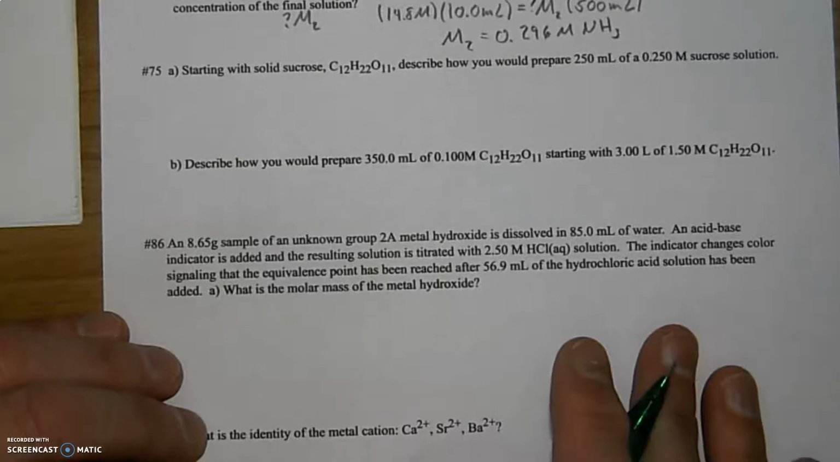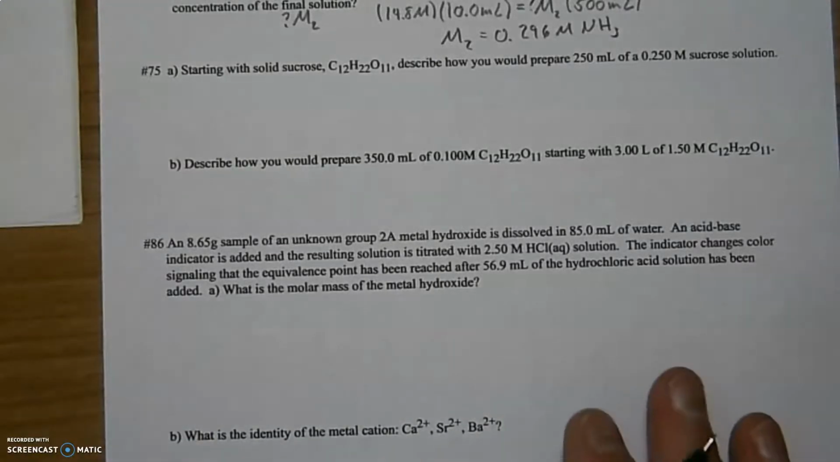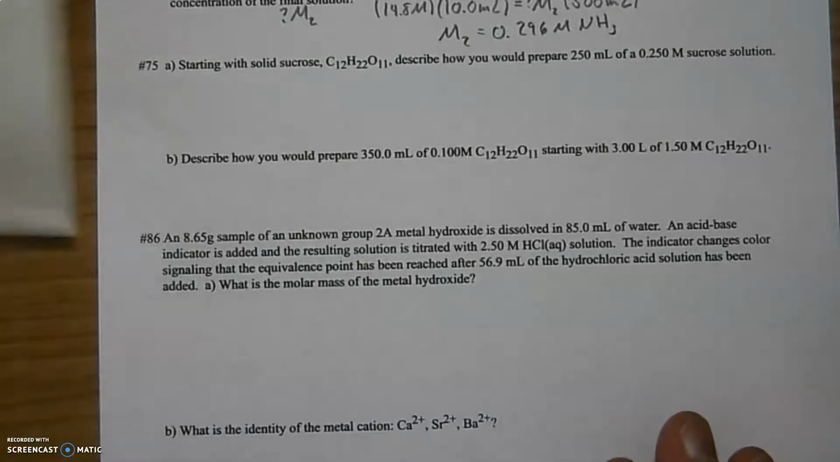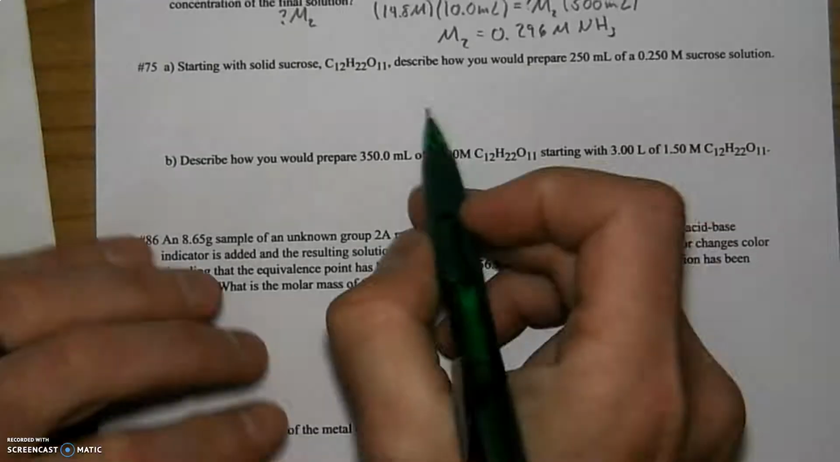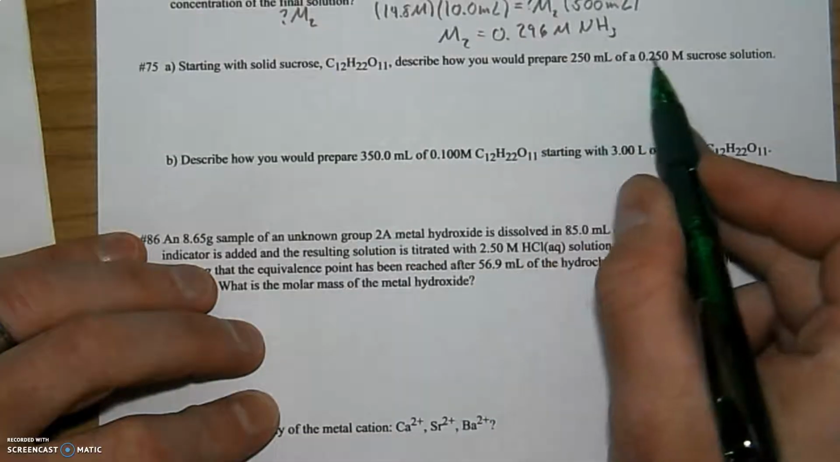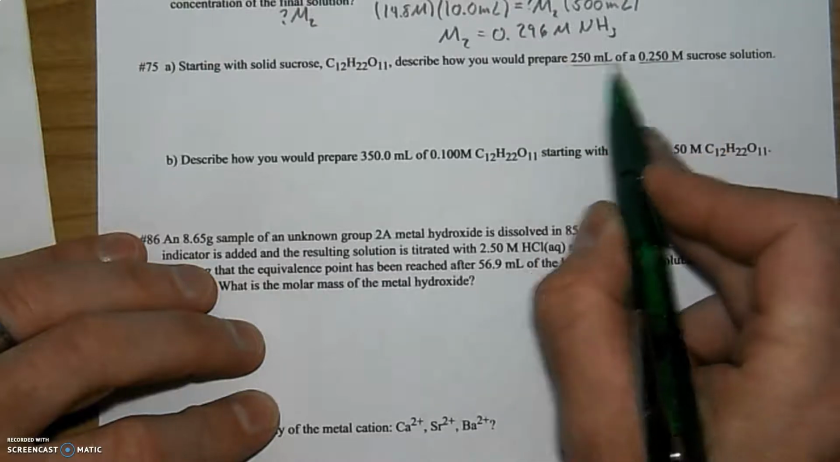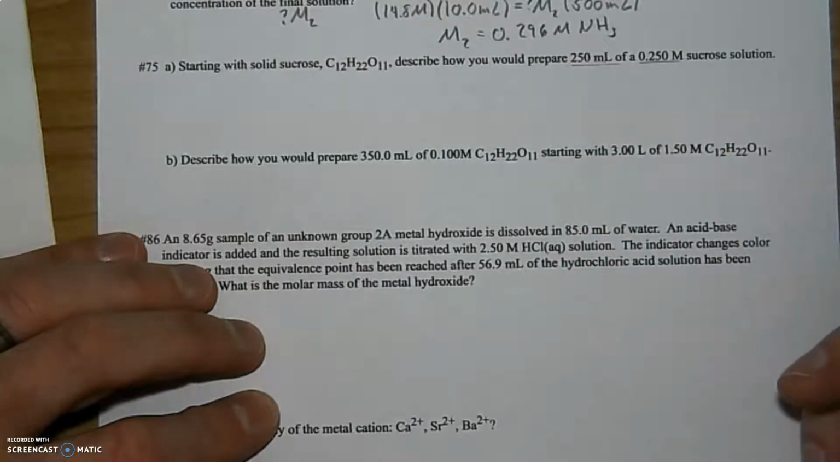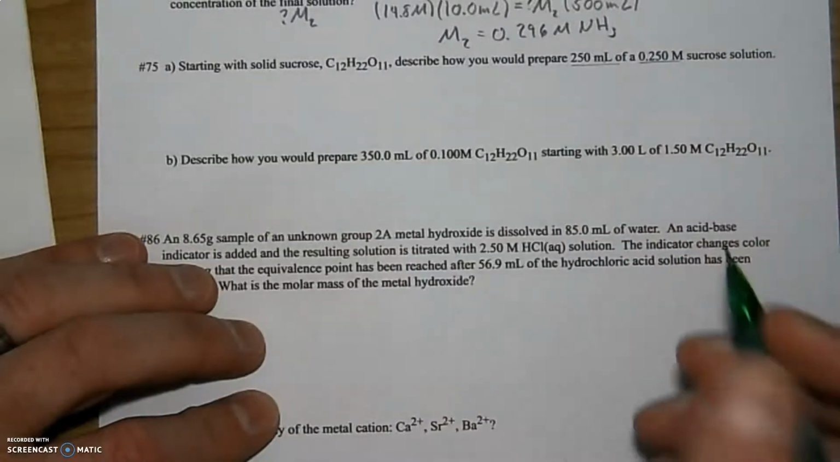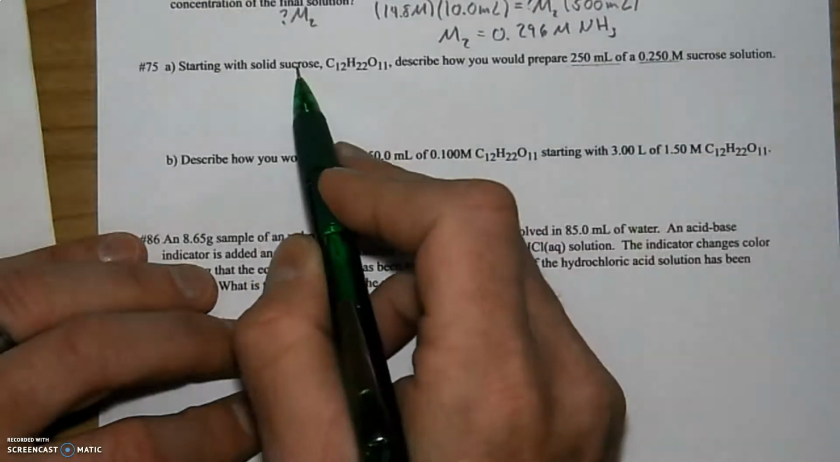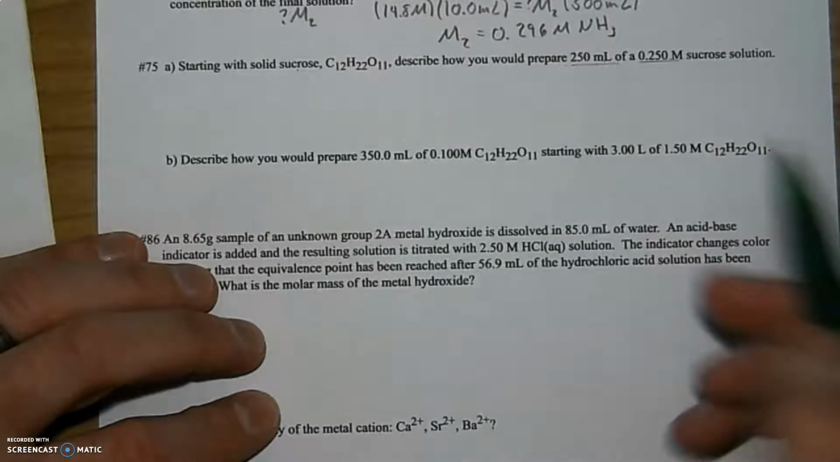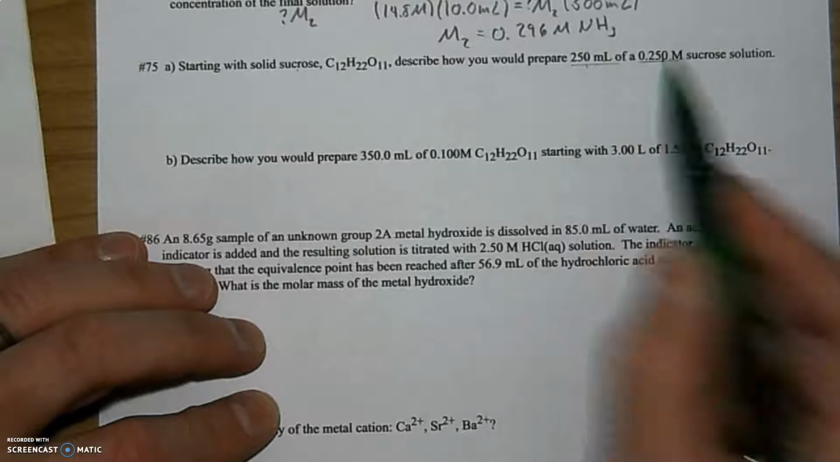Okay, let's look at 75. Sheet over here. For this problem, starting with a solid sucrose solution, describe how you would prepare this concentration, that concentration, this volume. Okay, well, starting off with a solid amount, we'll go through the math process and then we can talk at the end. So I have a volume, I have a concentration, and I have solid, so as much as I need, and I need to dilute it to that volume to provide that concentration.